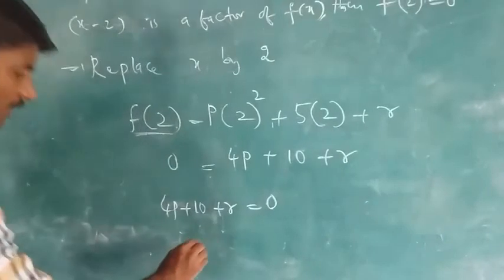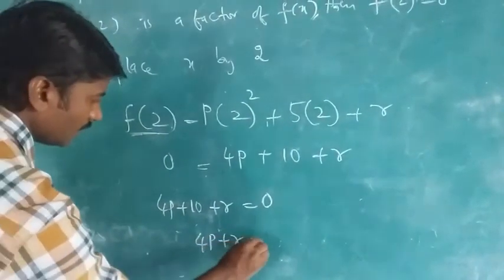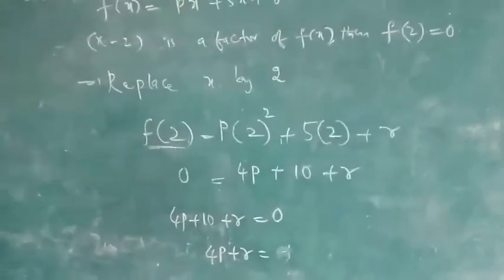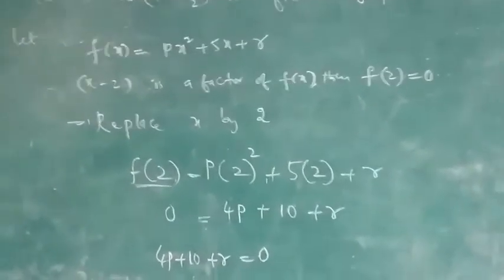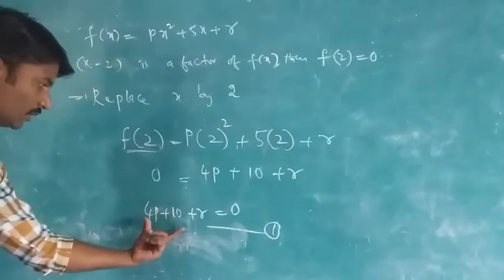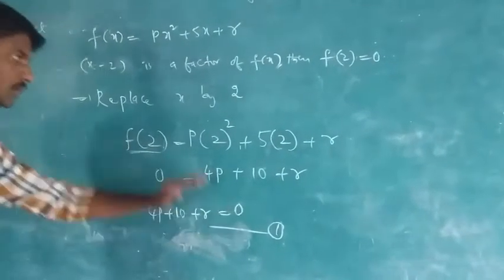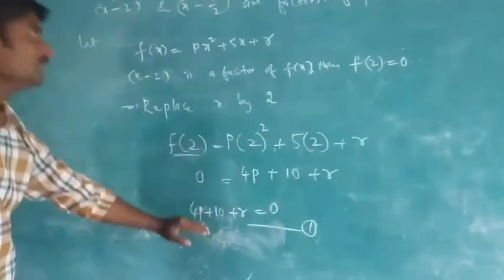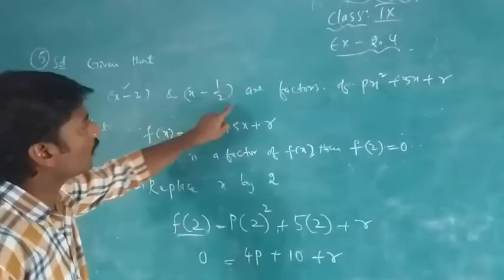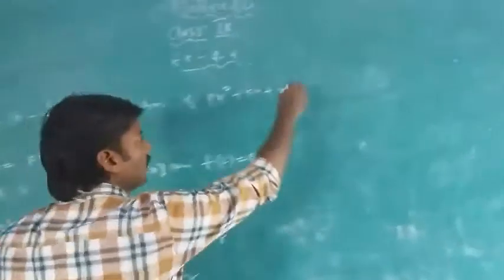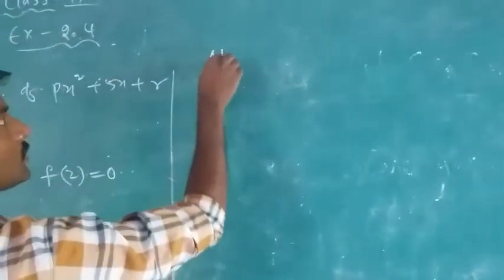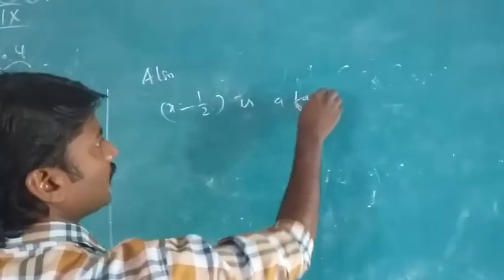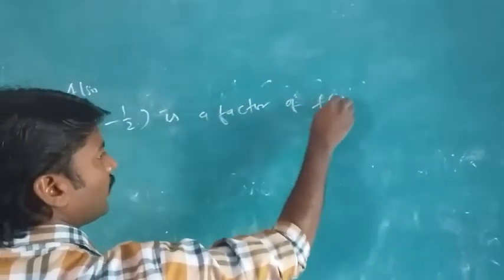If you want an equation here, 4p plus r is equal to minus 10. Let it be there. No need to transpose here, stop here only. 4p plus 10 plus r is equal to 0, since x minus 2 is a factor of f of x. So we got the answer here, equation 1. Again, he said that x minus 1 by 2 is also a factor. So also x minus 1 by 2 is a factor of f of x.